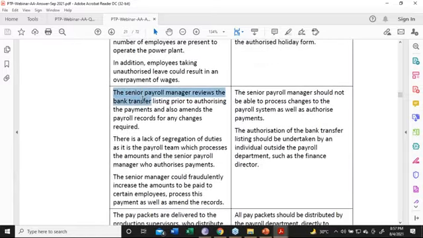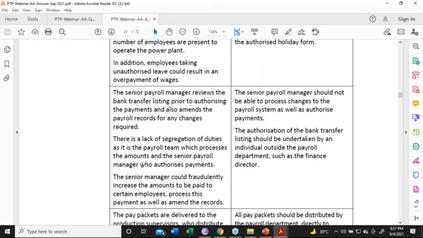See, the senior payroll manager reviews the bank transfer listing, then he authorizes it, and then he is also allowed to amend the payroll records for any changes. So there is lack of segregation of duty, and once there is lack of segregation of duty, that particular individual could amend, and that particular individual could be paying extraordinary cost to someone.